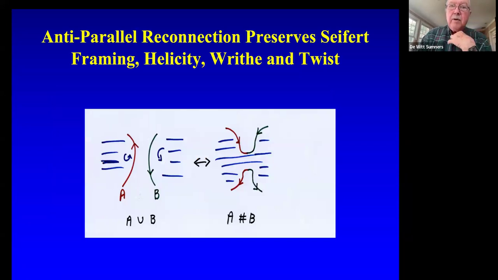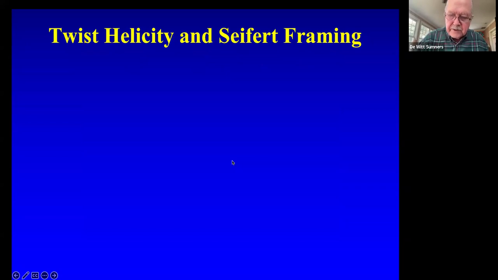And anti-parallel reconnection preserves the Seifert surface. So here's a picture. You saw that in the illustration from Rika and Zucker that I showed you, the green Seifert surface for the Hopf link. So anti-parallel reconnection preserves the Seifert surface, so the Seifert framing gets preserved.